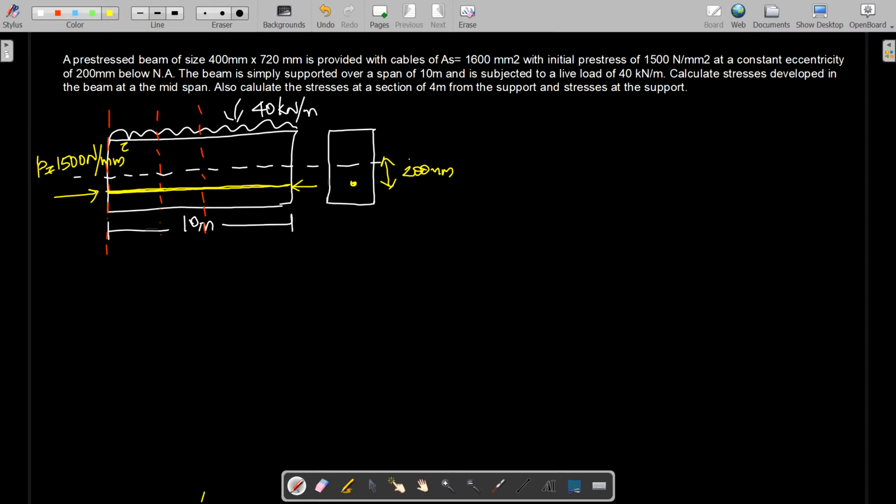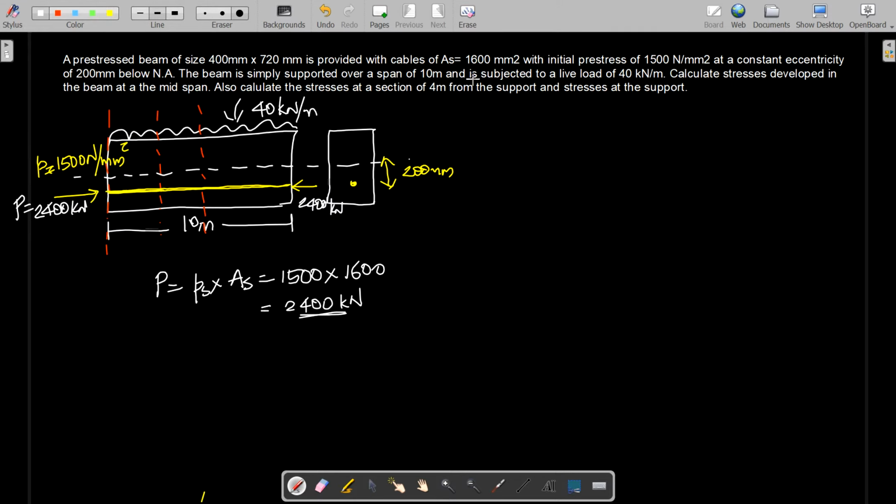So the pre-stressing force is given, so you can find out the pre-stressing force, that is capital P is equal to small ps into area of steel provided, that is 1500 into 1600 is equal to 2400 kilonewton. So that is the initial force, the pre-stressing force we are providing, that is 2400 kilonewton. Now we will start with our analysis. That is the first case.